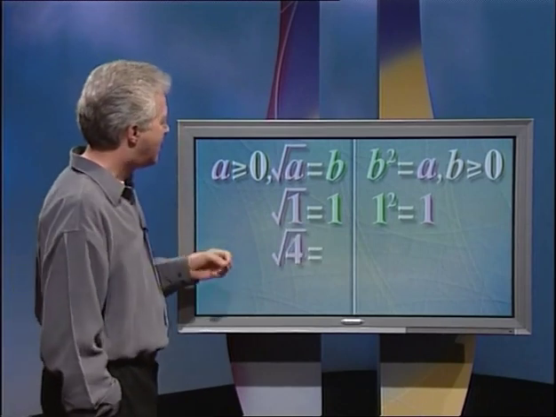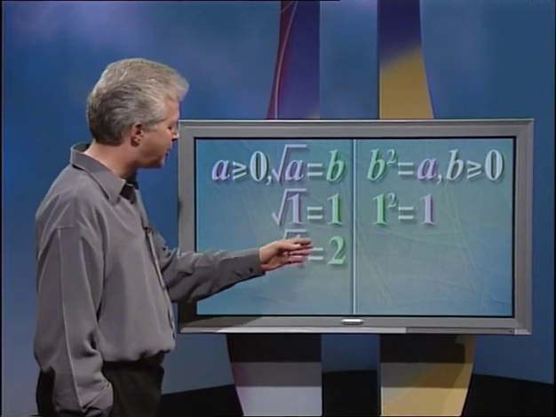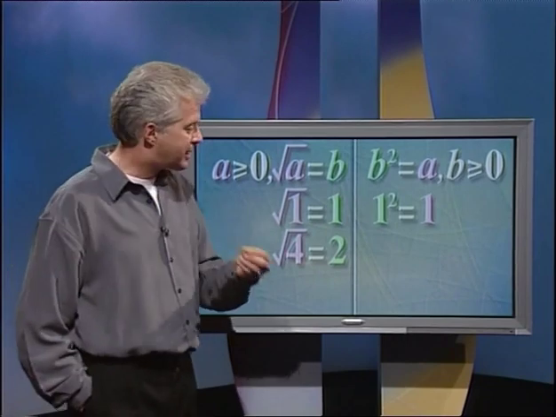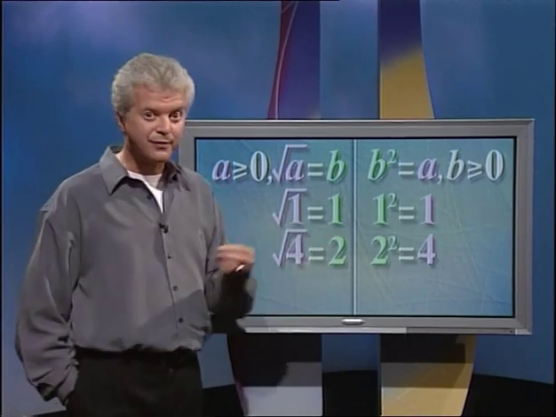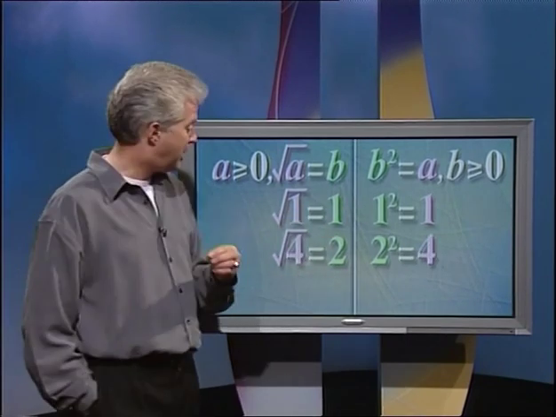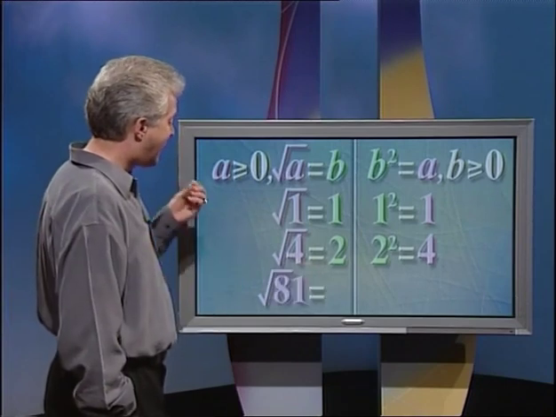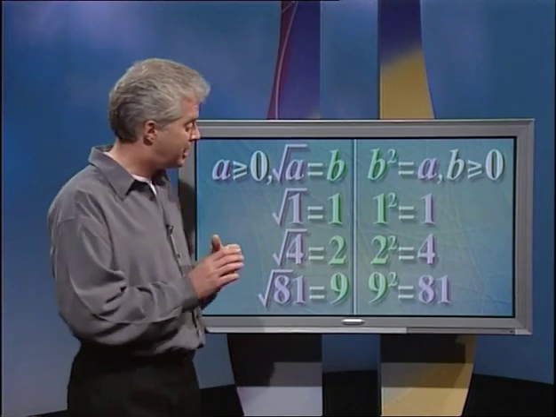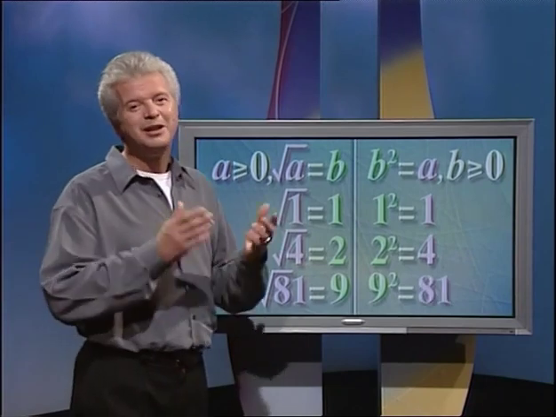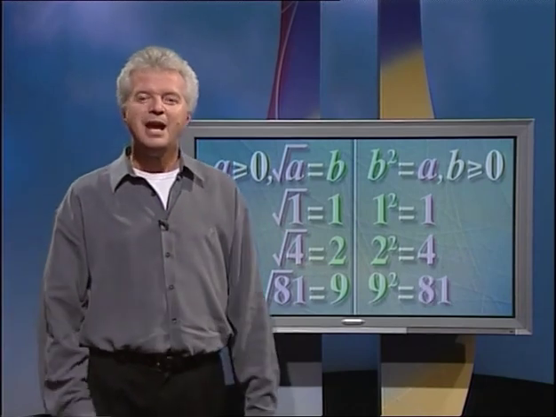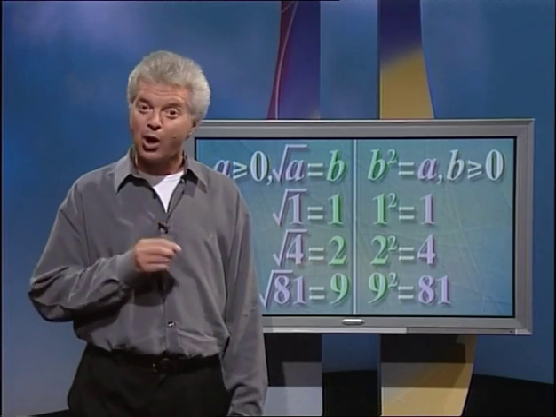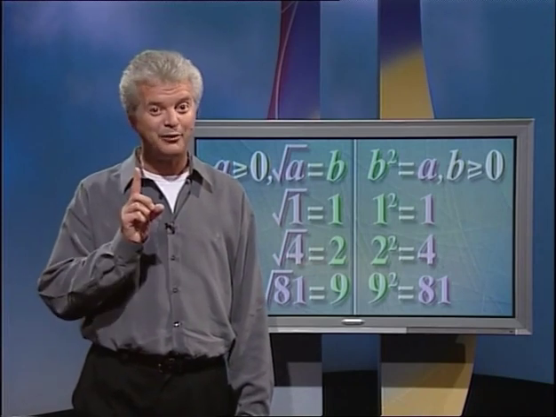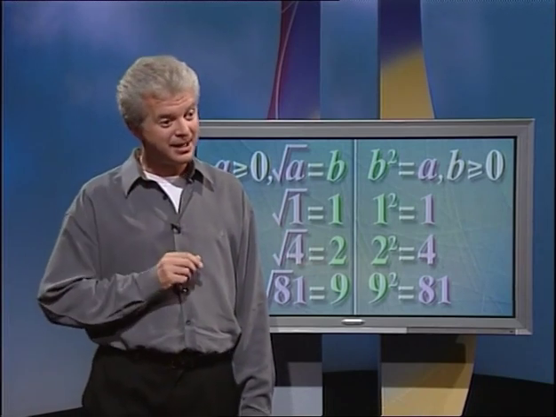Say we have the square root of 4 equals 2. Well, that simply means that 2 squared equals 4. Another one, the square root of 81 is 9. So that means that 9 squared equals 81. Now, one thing you might have noticed here is that the square root of a number is smaller than the actual number. But careful, is that always the case?